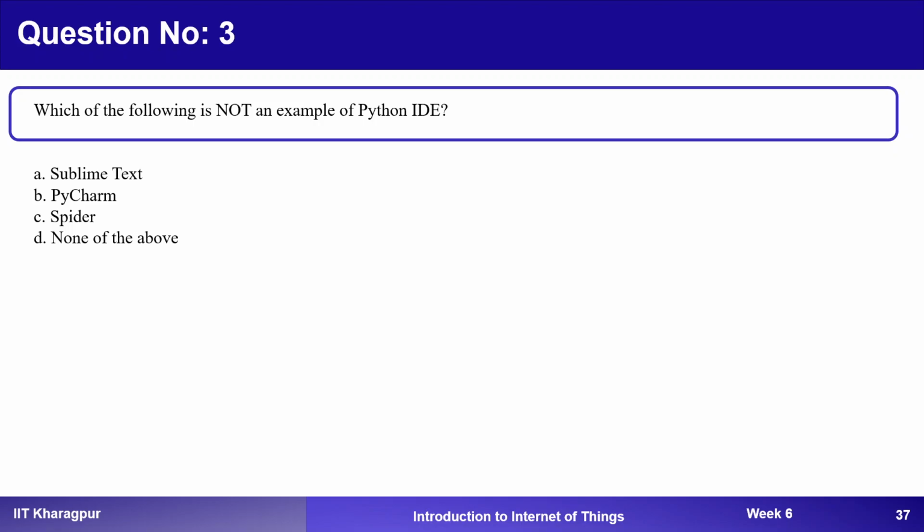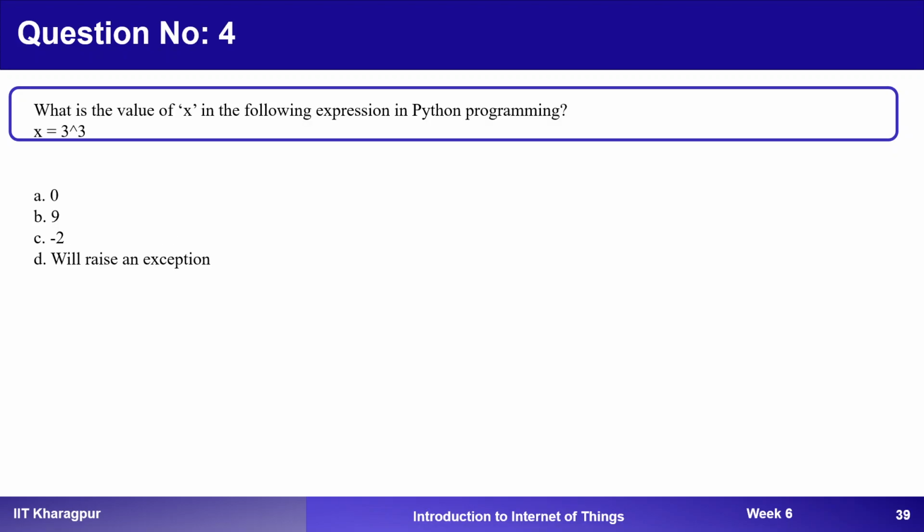Fourth question is, what is the value of x in the following expression in Python programming? X is equal to 3. I will not tell the name of this operator, otherwise you will get 3 operator 3. Options are 0, 9, -2, will raise an exception. First of all, tell me the name of this operator. XOR, ma'am. So the answer is 0, ma'am. Yeah, right. And when is XOR operation going to generate 0? When both elements are the same. Yeah, right.